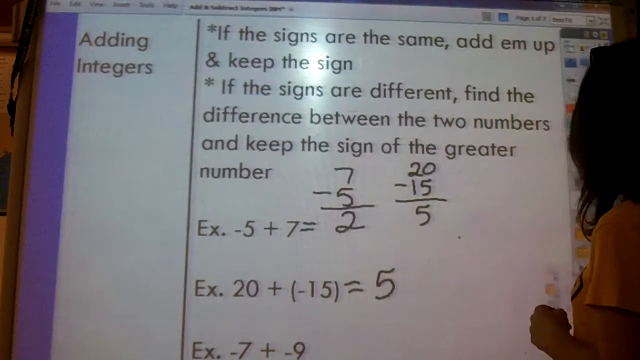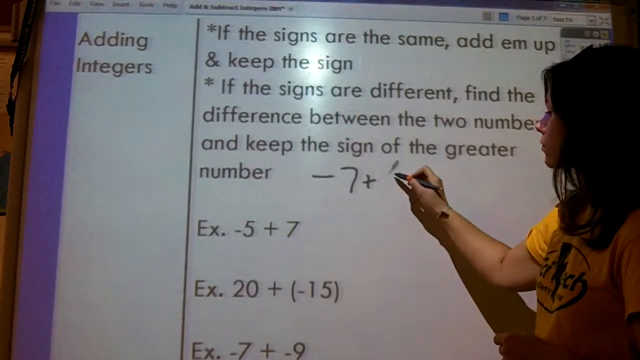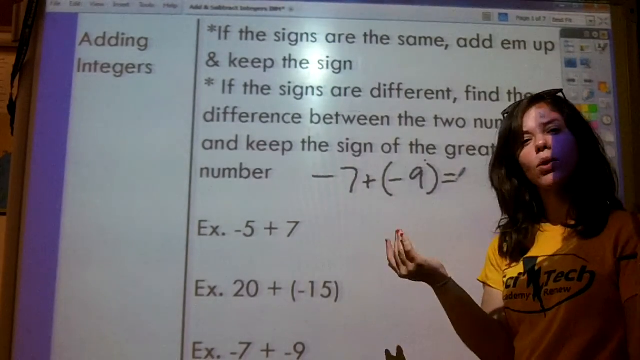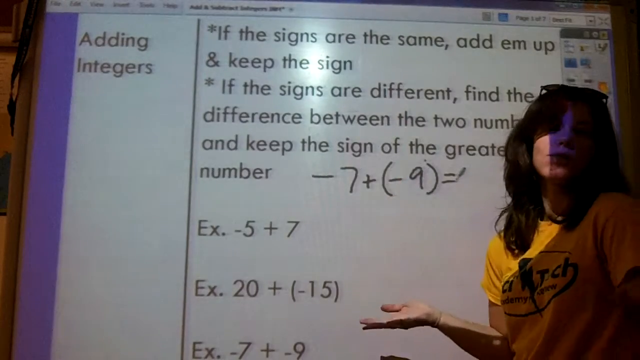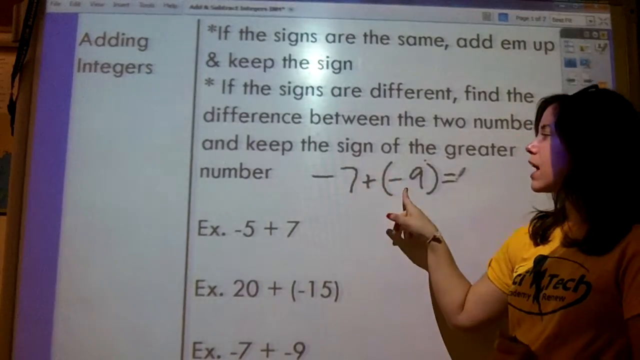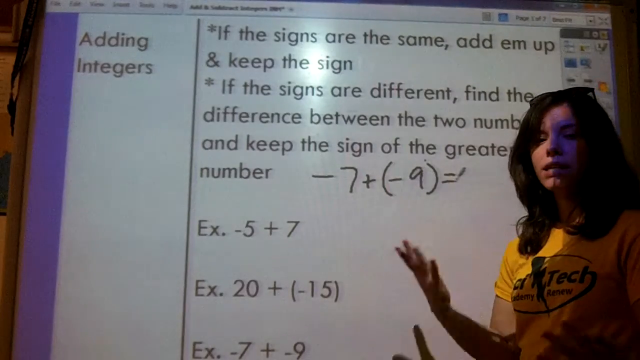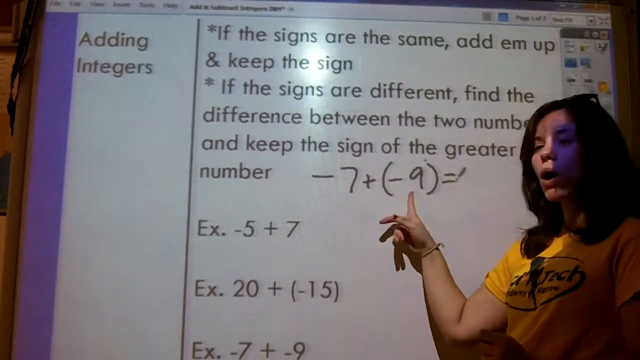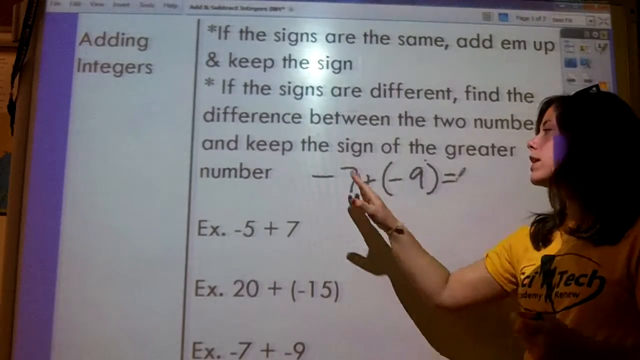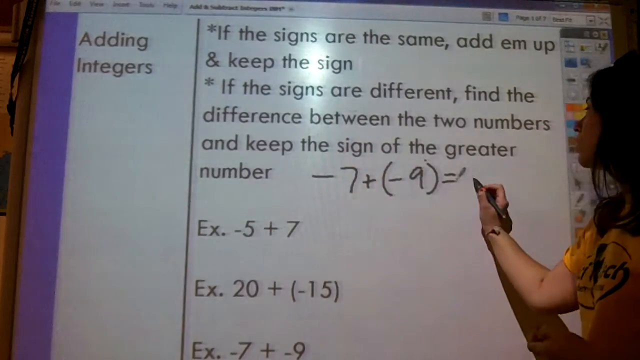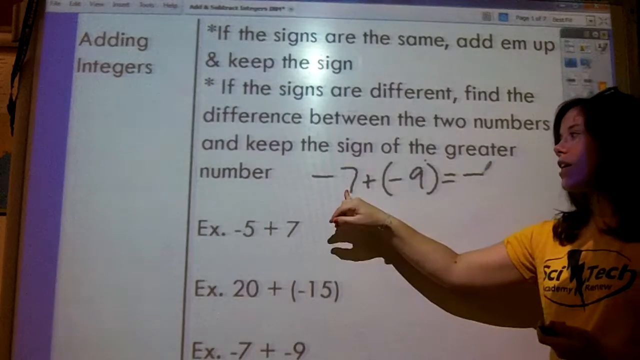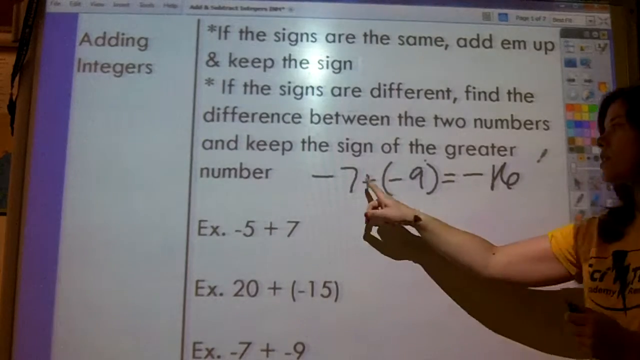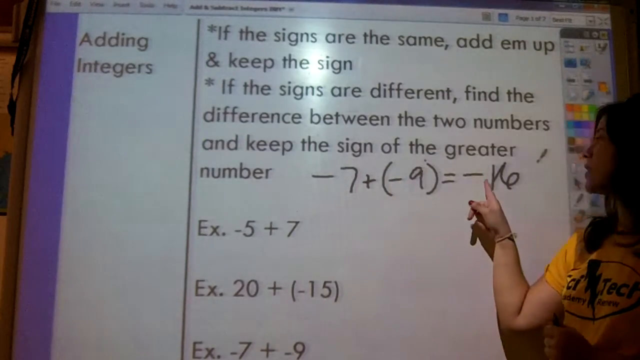-7 plus -9. And if you see parentheses, don't worry about that. Those are just placeholders so that you know this is a negative sign and not a subtraction sign. If the signs are the same, you just add them up and keep the sign of the numbers. So this is you borrow $7 from me, you borrow 9 more, you owe me money. Negative plus more negative is negative. And then you just add. 7 plus 9 is 16. So -7 plus -9 is -16.